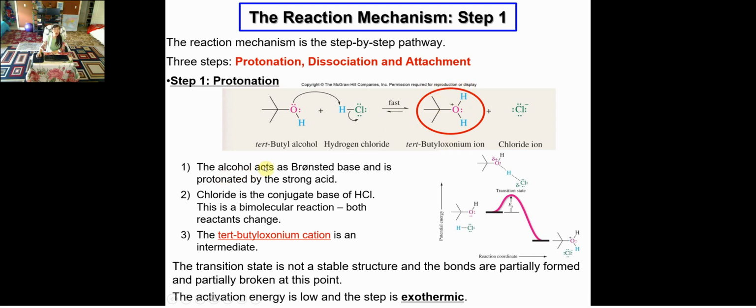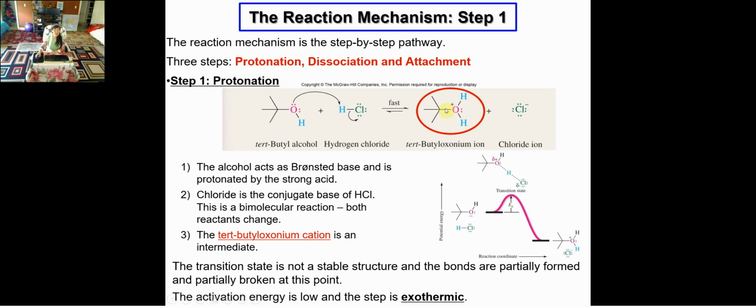So your alcohol acts as a Brønsted-Lowry base, and your HCl is your strong Brønsted-Lowry acid. So the Brønsted-Lowry base alcohol has been protonated by the strong acid, and this chloride is the conjugate base of your HCl, the strong Brønsted-Lowry acid. HCl and Cl negative, they are a conjugate acid-base pair.